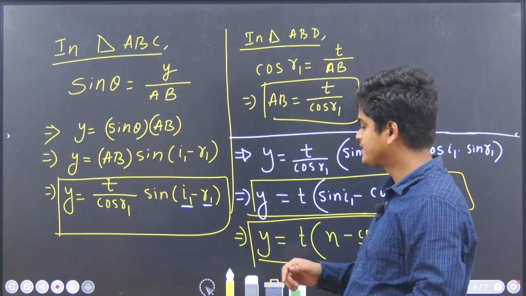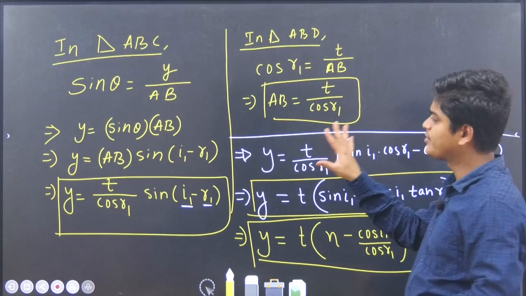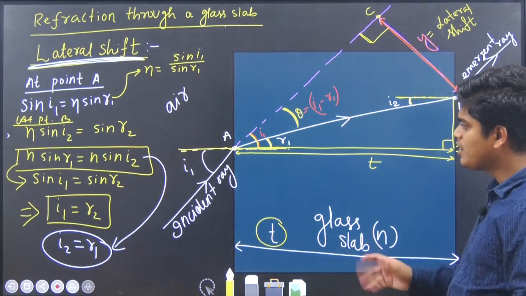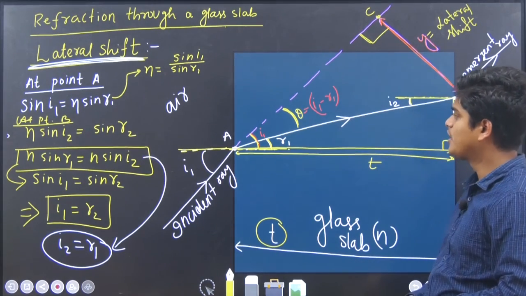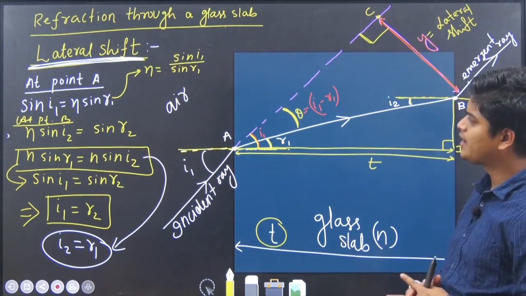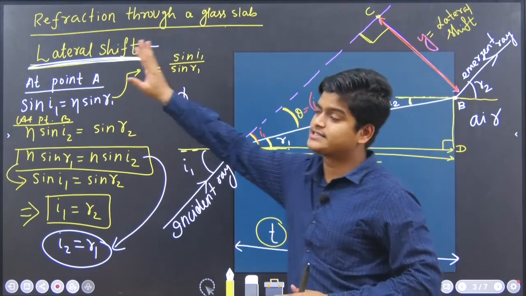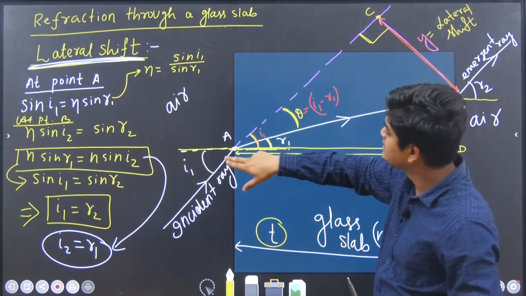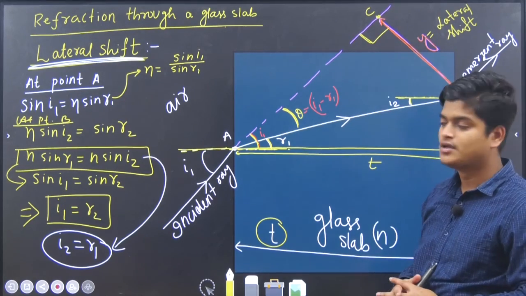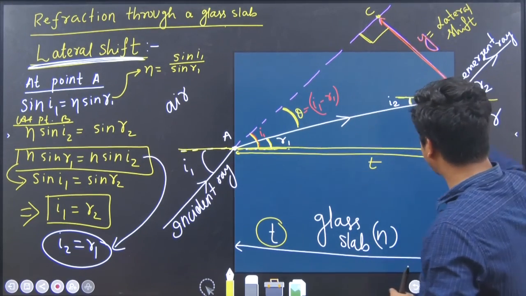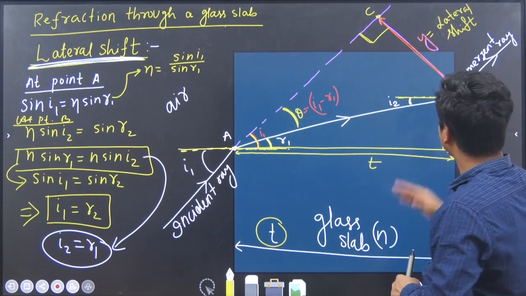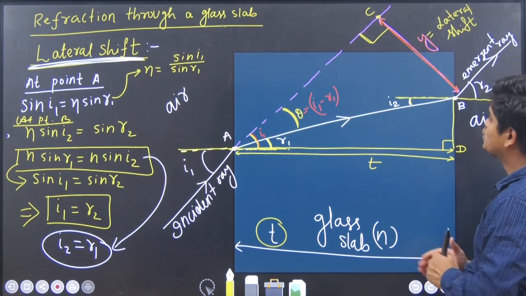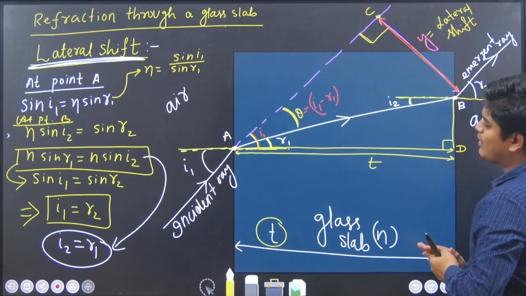Now we will go to the next MCQ type question. We will understand from here how to get the solutions. Remember lateral shift: why are we calling it lateral shift? Because if this glass slab is not there, the incident ray will go straight. But due to the glass slab, the incident ray is deviating. So after deviation the emergent ray is parallel to the incident ray.